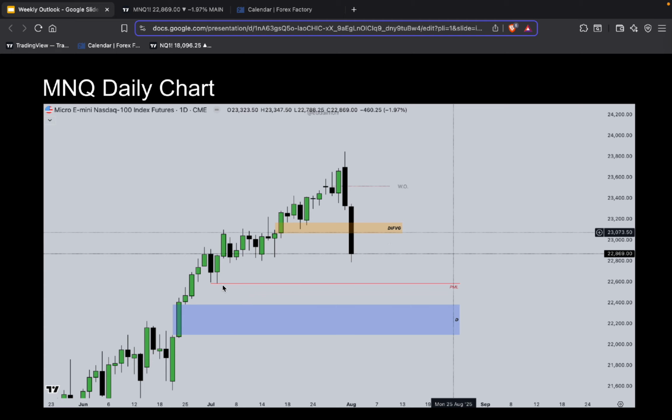So below that previous month's low, we see there's the daily buy side imbalance and sell side inefficiency. So that's the draw on liquidity for the next week.